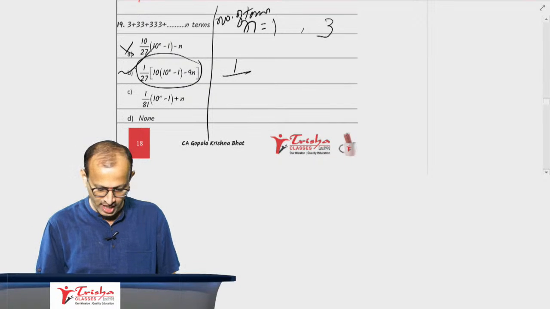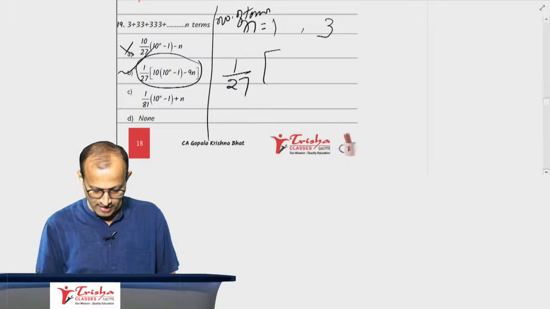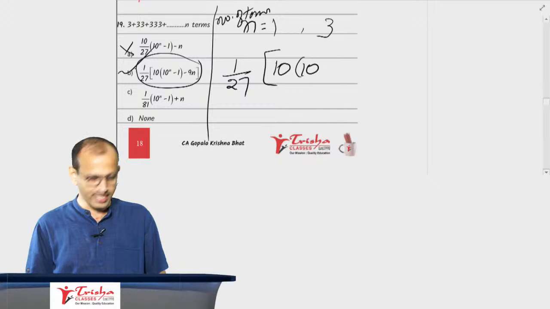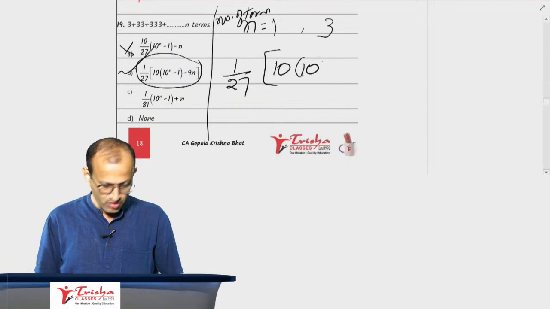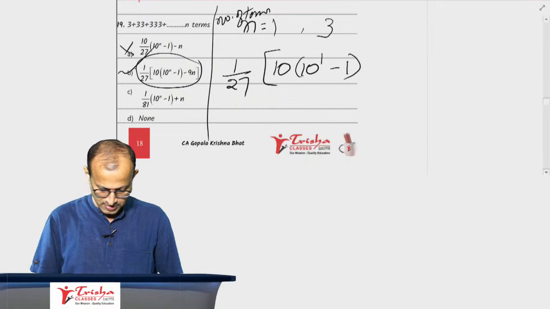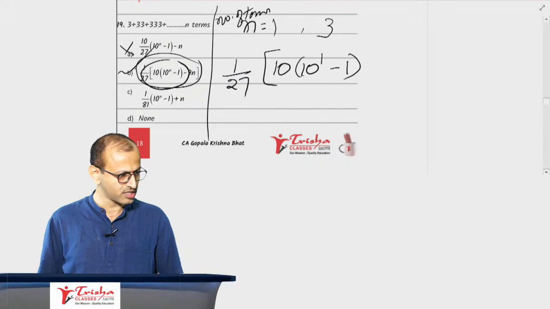Let us apply in this calculator. Option B I will try. Option B, 1 by 27, 10 to the power, you tell me. 10 to the power, now I am taking n is equal to 1, minus 1. I am just substituting here, please observe.